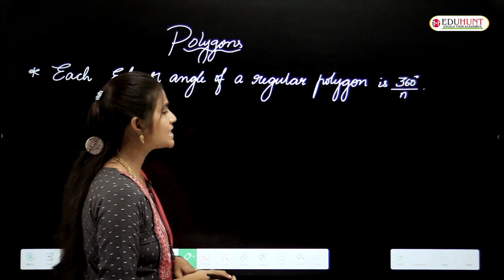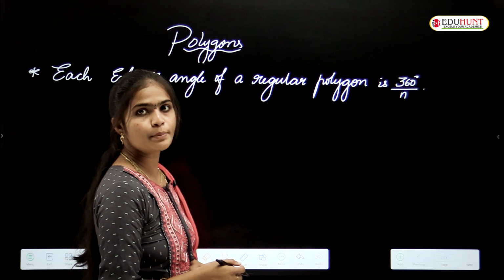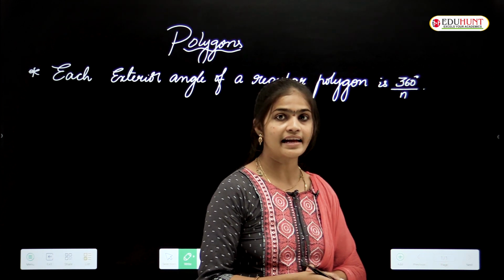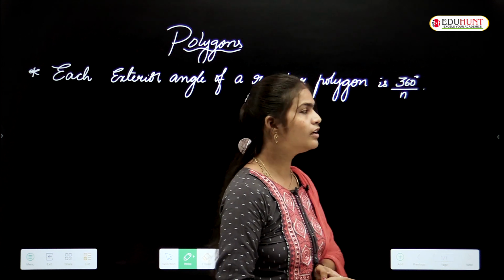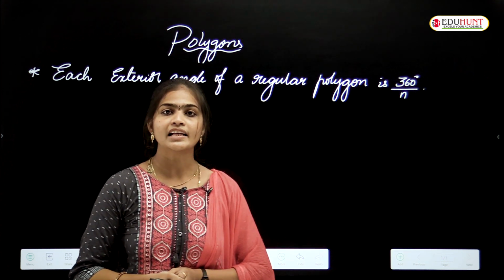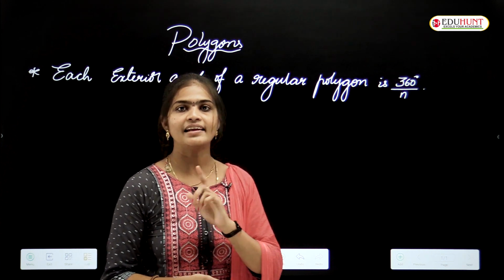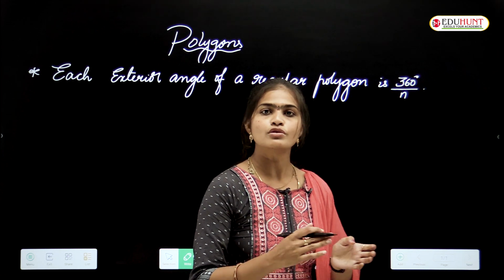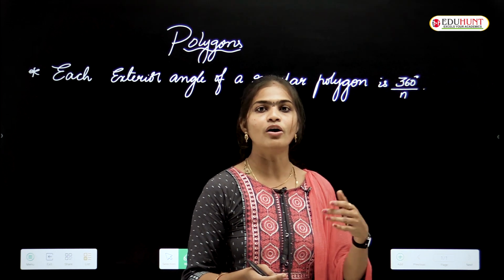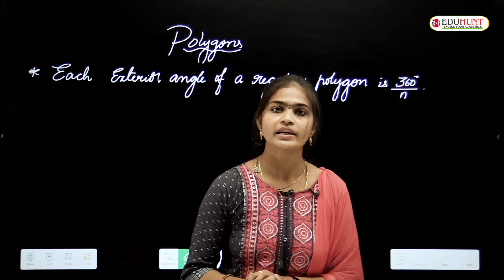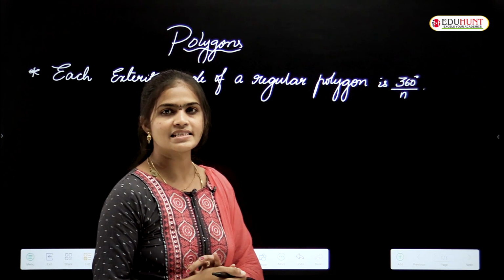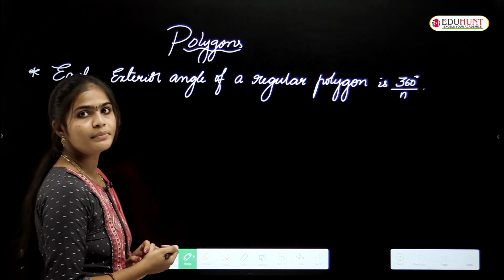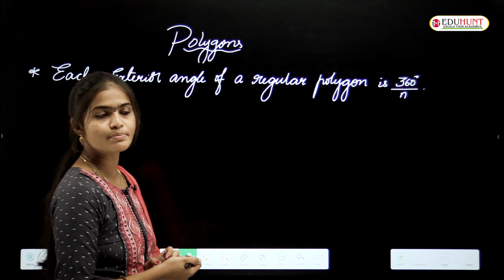So the next statement is each exterior angle of a regular polygon is 360 degrees by n. Okay, already we discussed each interior angle of a regular polygon. In the same way, in a regular polygon all exterior angles are also equal. In a regular polygon all angles are equal, we are saying, no? So all interior angles are equal and all exterior angles are also equal. So in that case, what is each exterior angle of a regular polygon? Here the formula is 360 degrees by n.